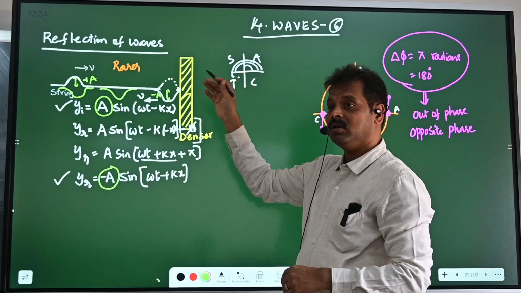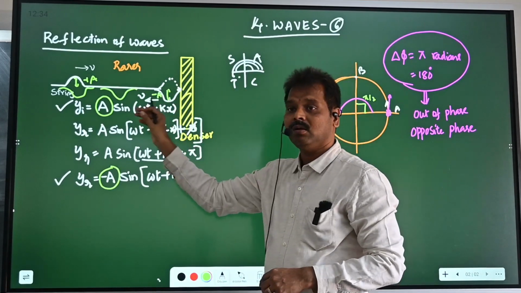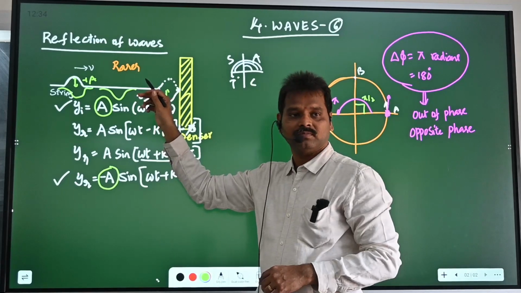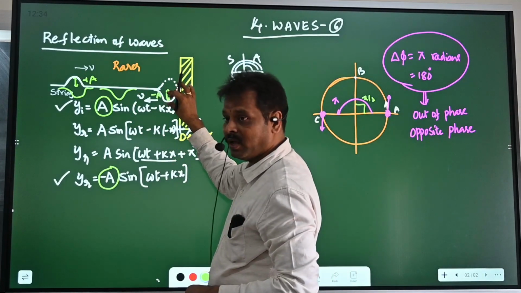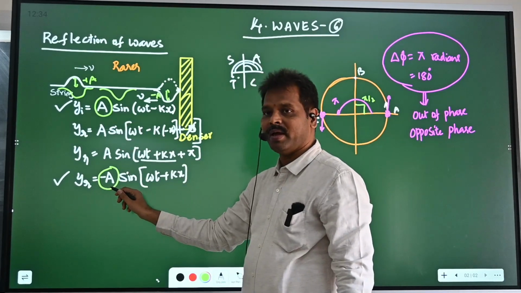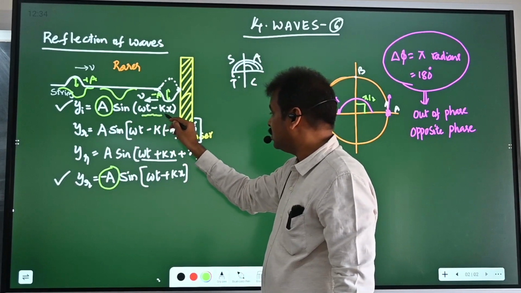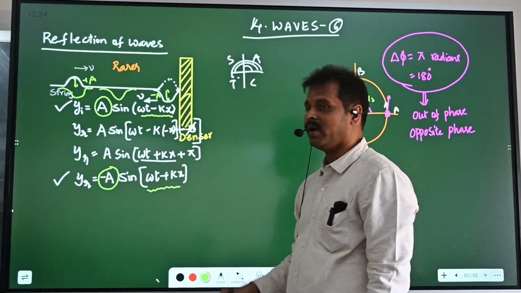While the incident pulse is traveling above the string, while coming back, the amplitude will be reversed. Magnitude same. Suppose it is 10 centimeters, this is also 10, but minus 10. So amplitude becomes minus A. And the equation we know, this is along the positive x-axis, this is along the negative x-axis.